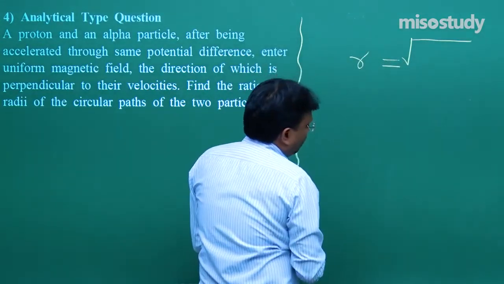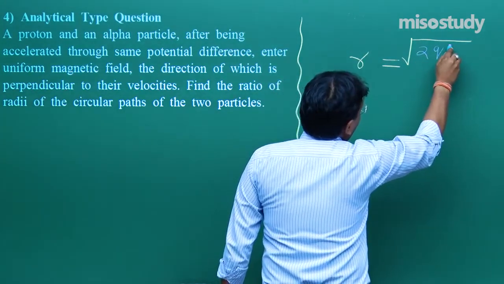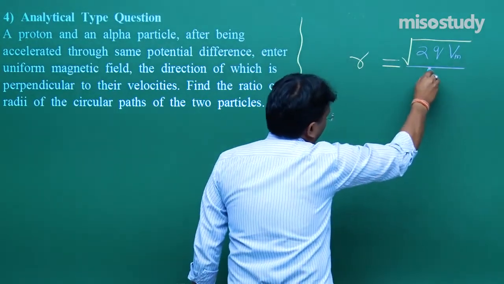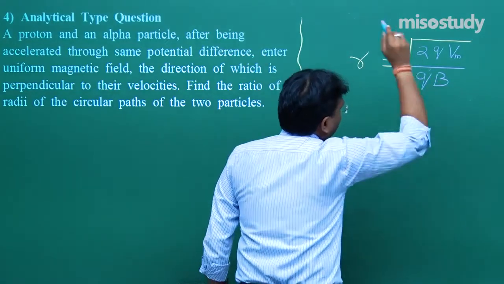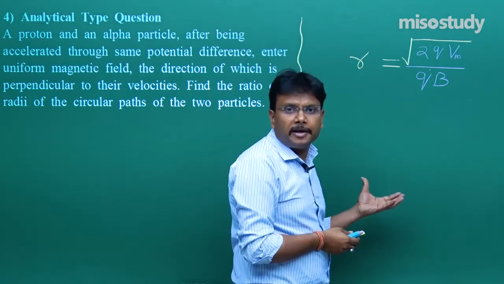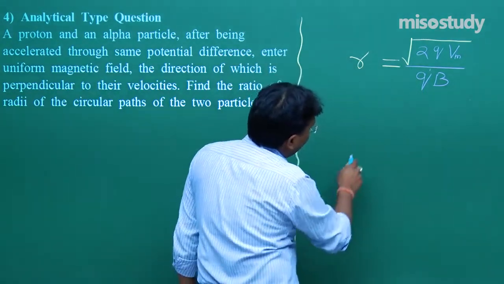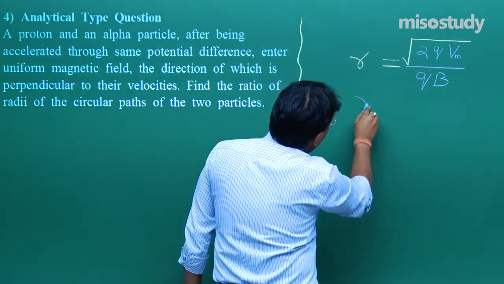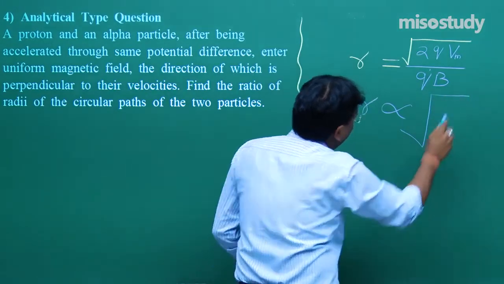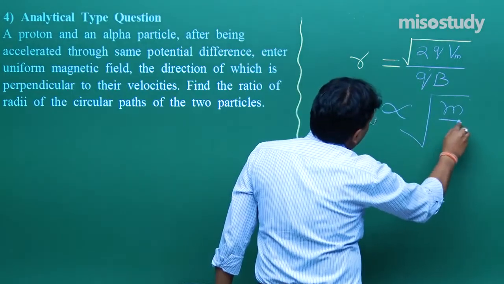So, R is equal to 2 Q Vm upon QB. Vm is the potential, the maximum kinetic energy or potential with which they are accelerating. Now, from here what can I say? I can say R is directly proportional to what? Directly proportional to this m upon q.